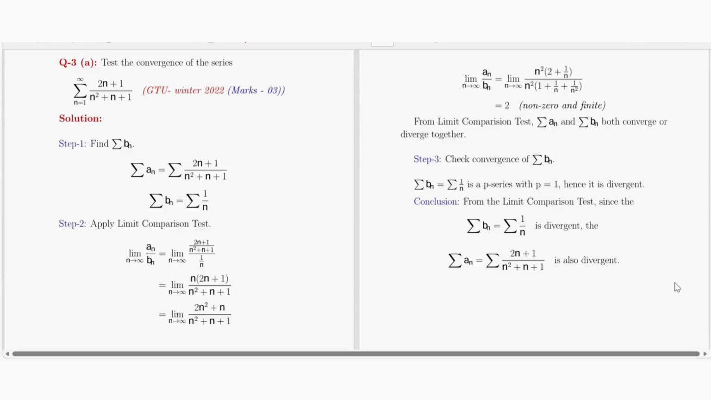This one is a solution for ready reference.